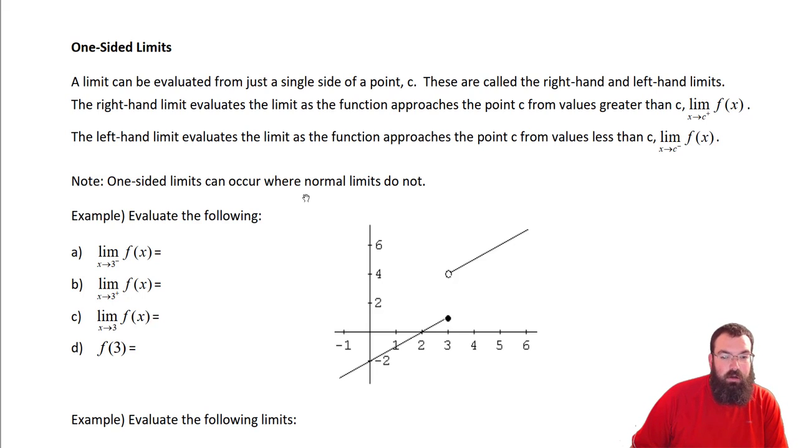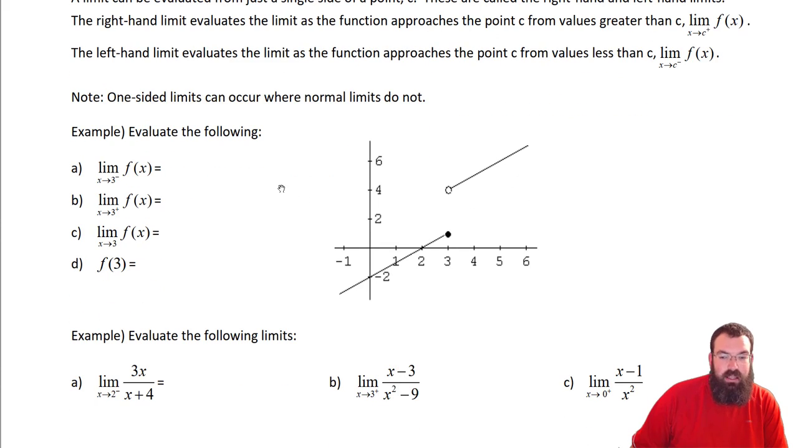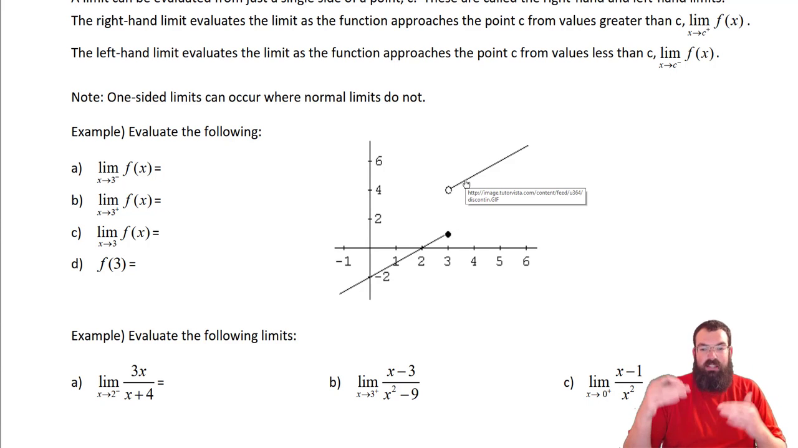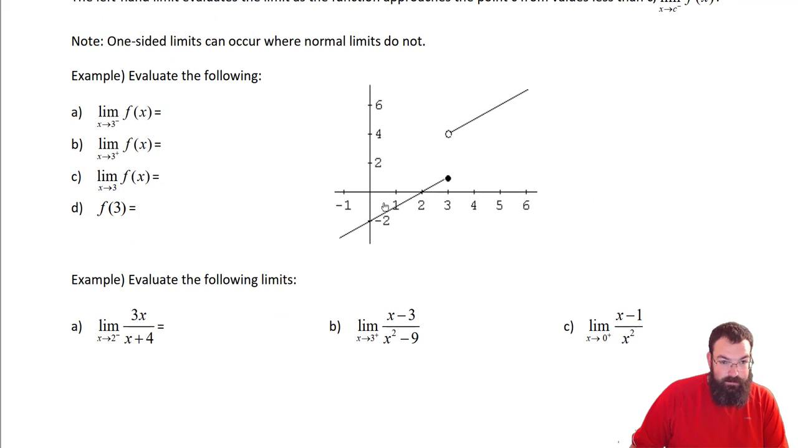One-sided limits can occur where normal limits do not. An example is right here where we have a jump discontinuity. The limit from the left and the limit from the right exist, but they exist at different values, so the full limit doesn't exist. Let's get through some examples here.